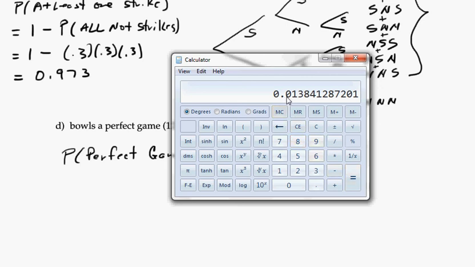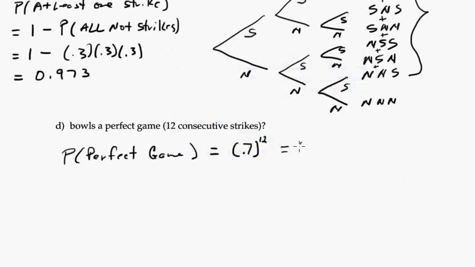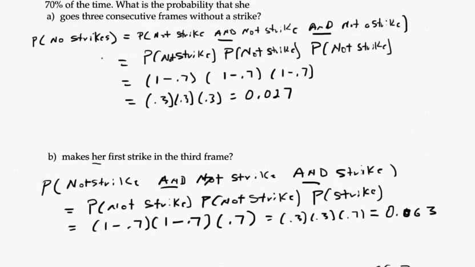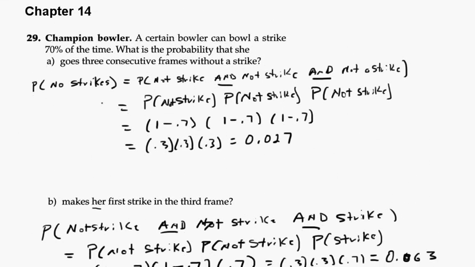0.7 raised to the 12th power is about 0.014, or 1.4% of the time. Alright, so that's how you do this problem, at least one way of doing it. Good luck.